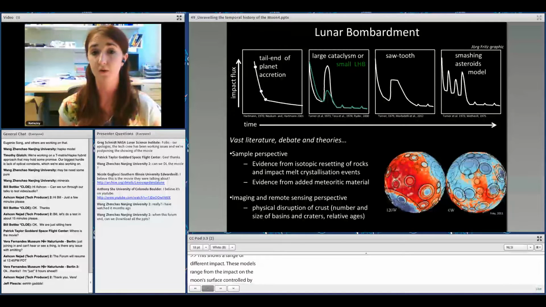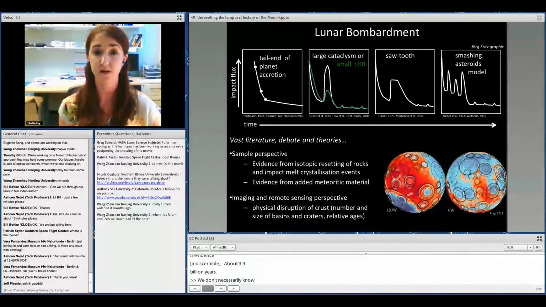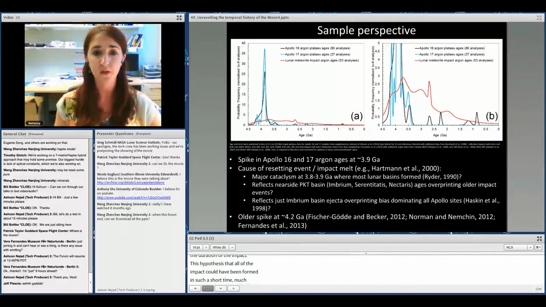There's evidence from the Apollo samples that there possibly has been a spike or an enhanced period of lunar bombardment associated with about 3.9 billion years. However, we don't necessarily know the duration of this impact event. So there's a hypothesis that all of the impact basins could have been formed in such a short period of time as only 20 million years, to a much longer 200 million year age interval. So these types of models have been tested by reanalysis of different types of samples.